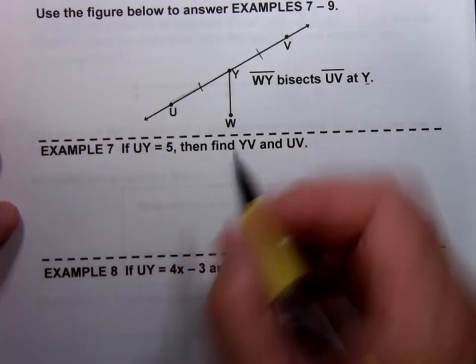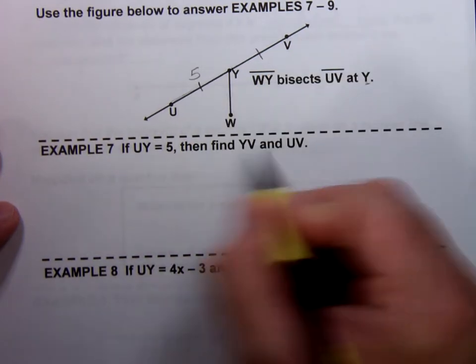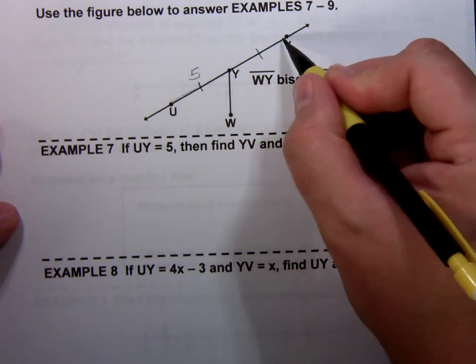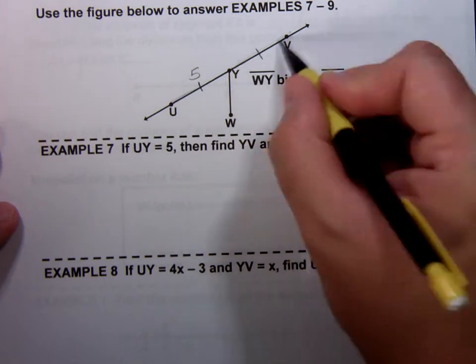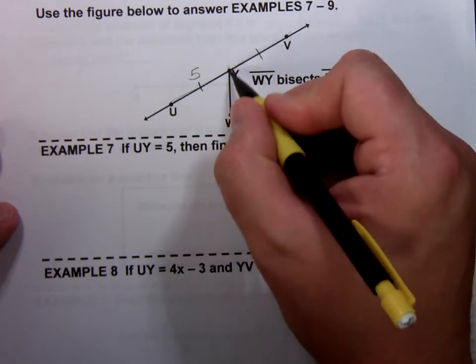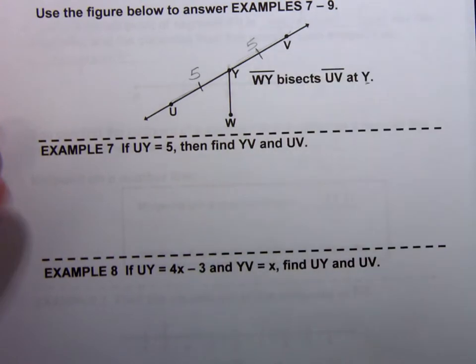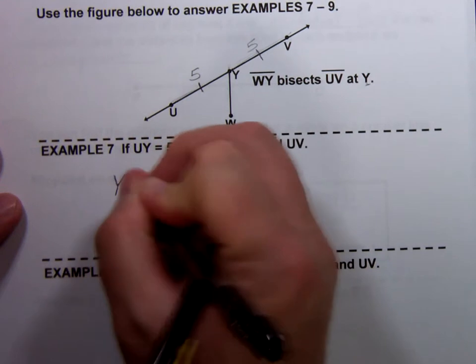Okay? Now let's label the picture with all the information they give us in example 7. It says the distance from U to Y is 5. And we want to find the distance from Y to V and U to V. Okay, well, what's the distance from Y to V going to be? Remember, because this is the midpoint, that means that these are congruent. So if this is 5, guess what this is? It's 5. So the distance from Y to V is 5.